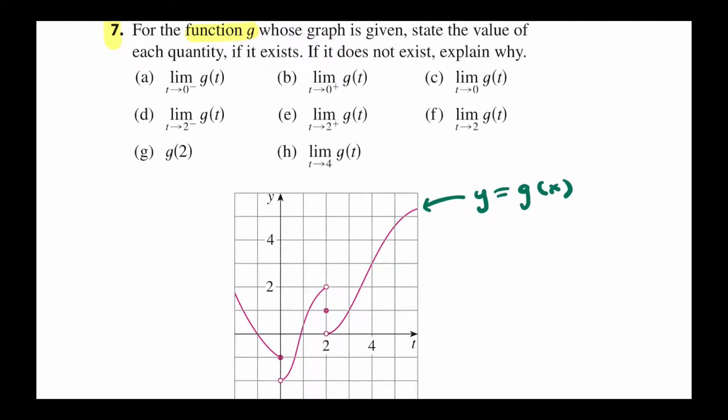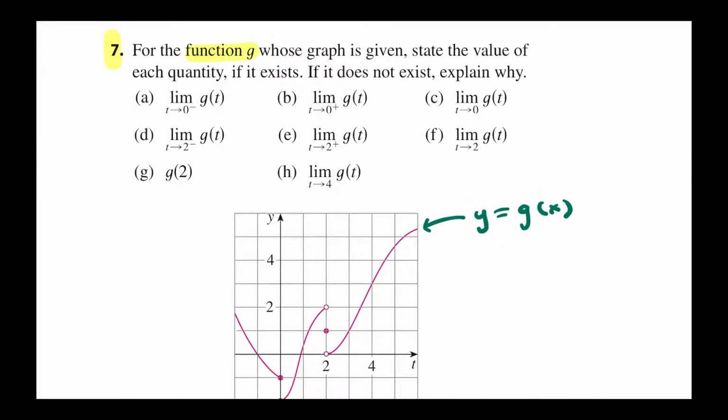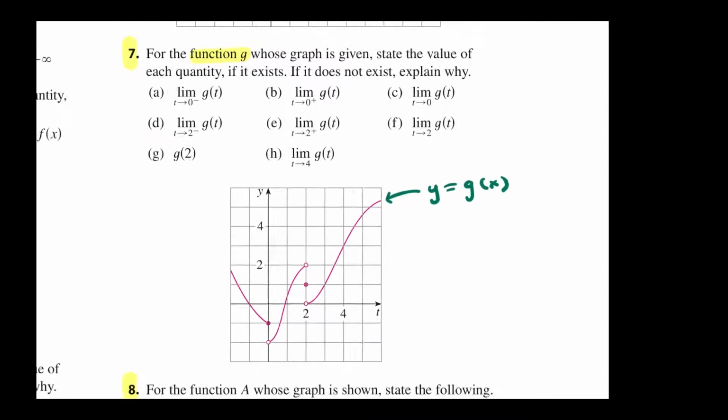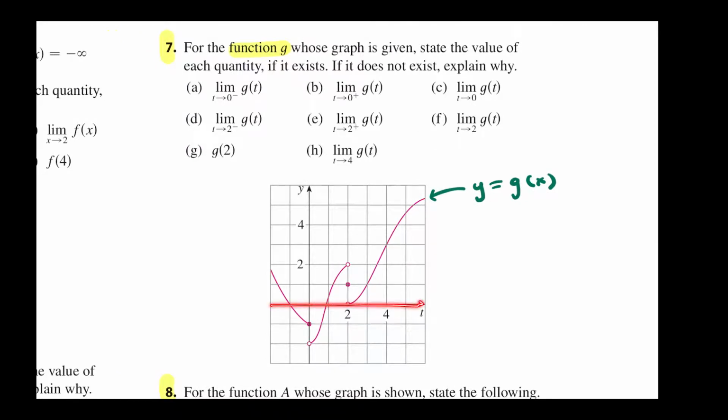So let's go over these questions. Let's take a look at question 7, the first one, question 7a. We're taking a look at the left-handed limit. In this case, our variable is t, so we've got a t-axis, which is fine. That's usually what we refer to as time. Often we refer to that as our x-axis, but it can be any letter. So we're saying that t is approaching 0 from the left, and we want to know what that limit is.